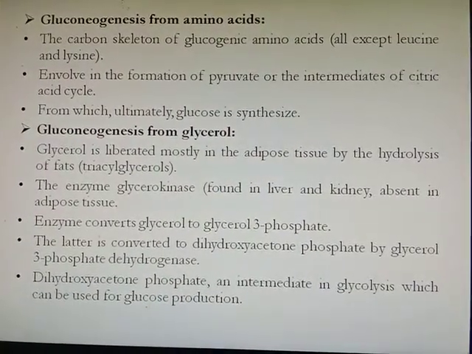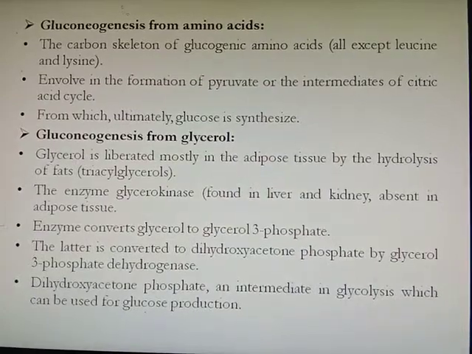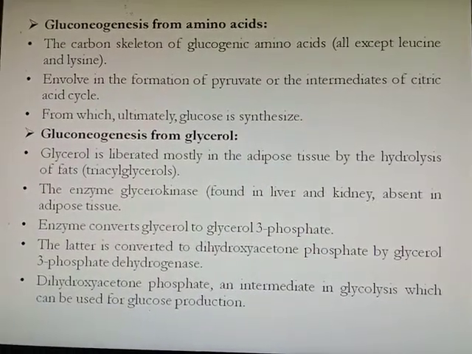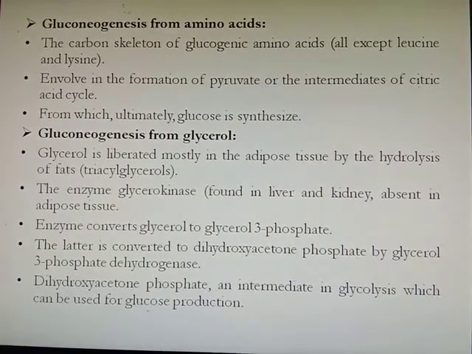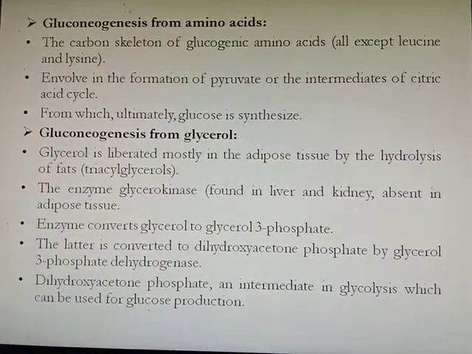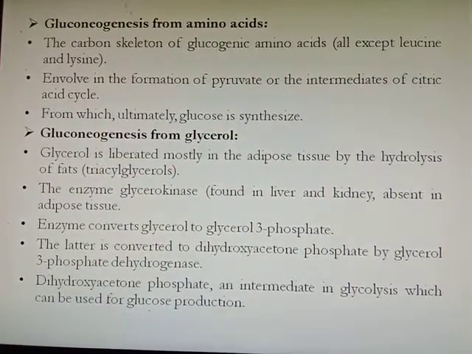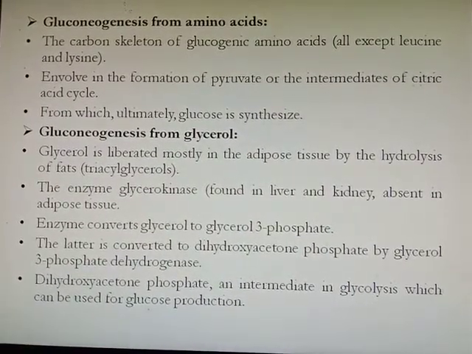Then, gluconeogenesis from glycerol. Glycerol is liberated mostly in adipose tissue by hydrolysis of fat. Fats are nothing but triacylglycerol, which is made up of fatty acids and glycerol. When hydrolysis of fat takes place, it is separated into free fatty acids and glycerol.